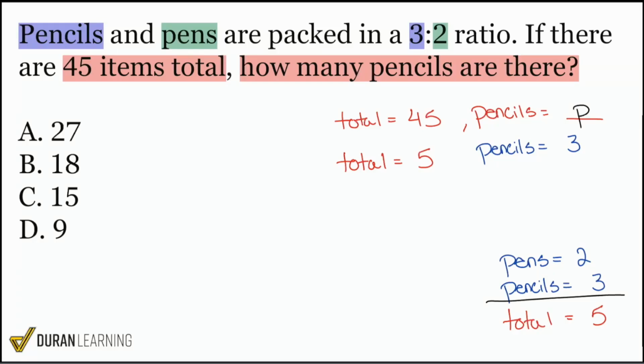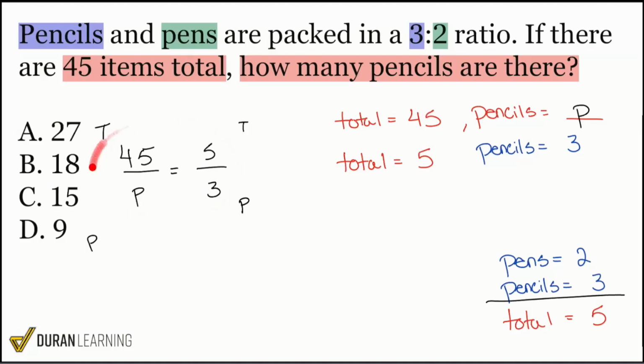So I'll go ahead and say 45, which is the total, over P, which represents pencils, equals 5, again, which represents that total, over 3, which represents pencils. Boom, there we go. Remember, it's all about comparing the same things in the same way. If we can be consistent with that comparison, we're good to go.